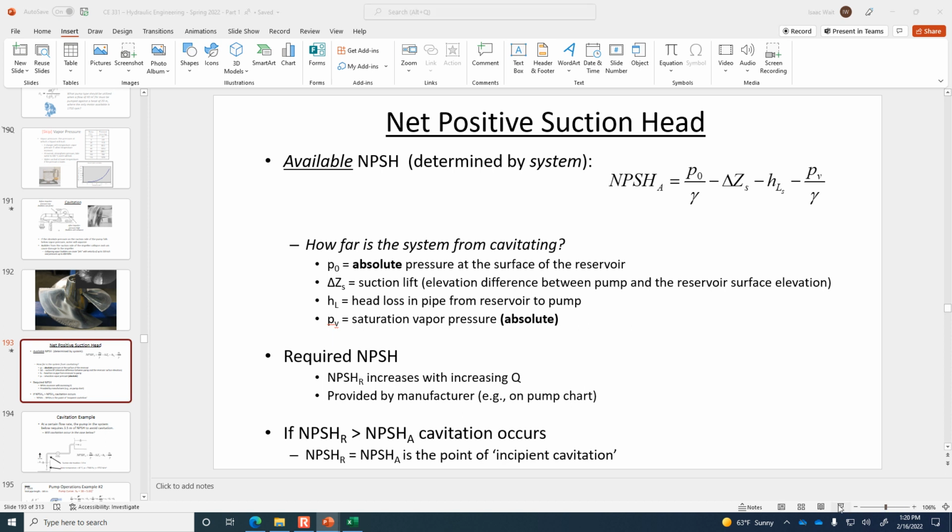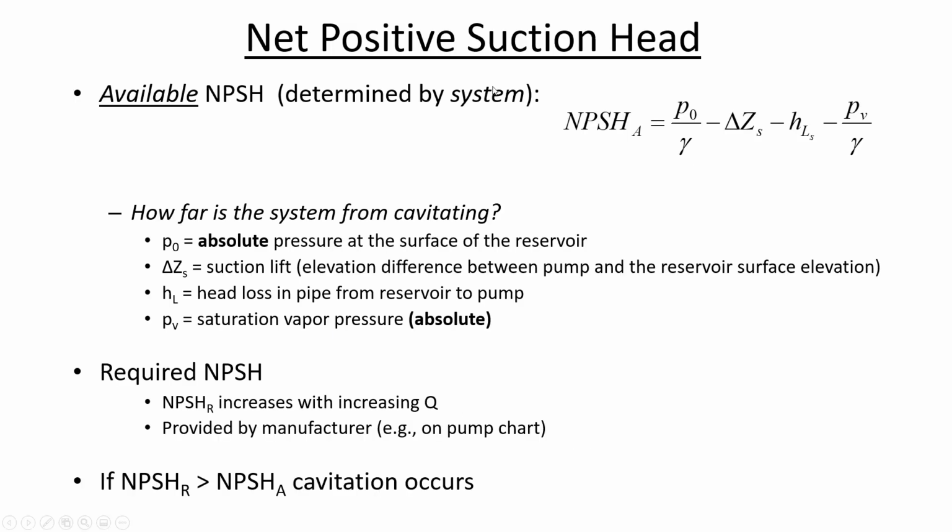So the process is that you would calculate the available NPSH, compare it to the required NPSH, and then if the required amount is greater than what's available, cavitation occurs. All right. And if the required net positive suction head is equal to what's available, they call that the point of incipient cavitation. That means it's just right on the verge of beginning to cavitate.